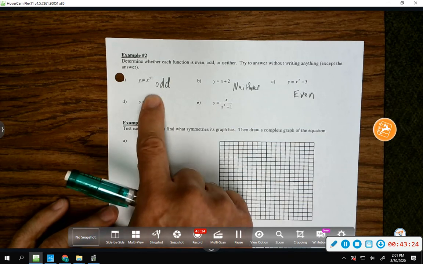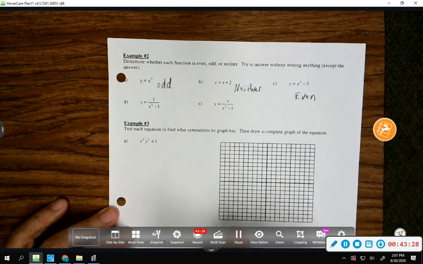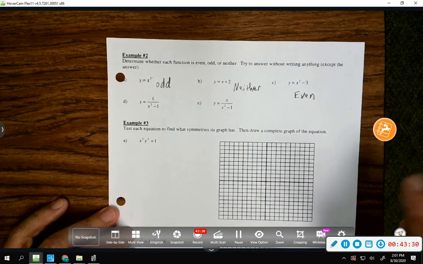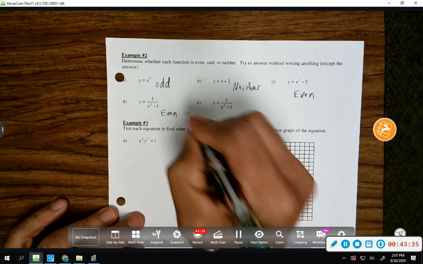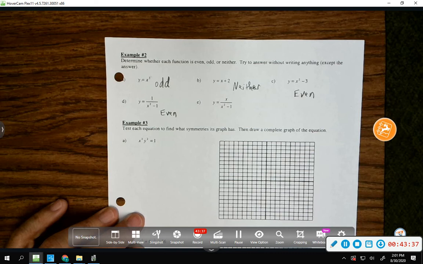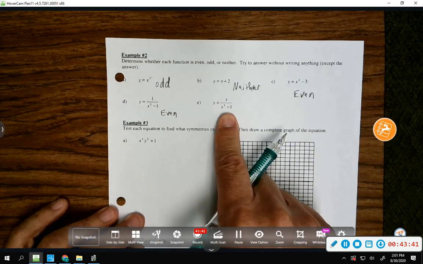If I plug in 3, I get out 1/8. Negative 3, I get out 1/8. If you plug opposite values in and get the same value back out, it's even. And I think it's easier to just think about them numerically. But think about this one. If I plug in 1, they're both undefined. So that doesn't tell me a whole lot.